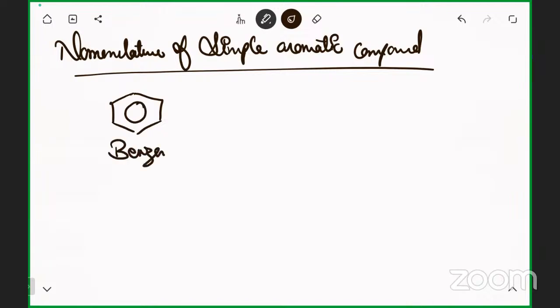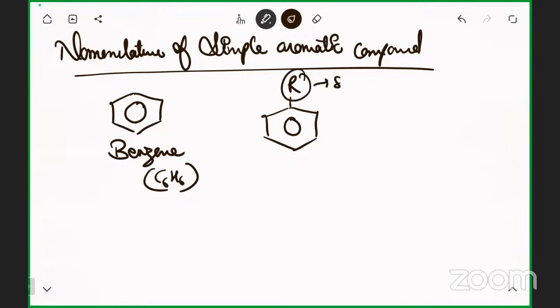What is the formula of benzene? C6H6. Benzene's formula is C6H6. If any group, for example R, is written over here, this is considered the side chain, and the benzene compound is known as the ring or nucleus. Clear?